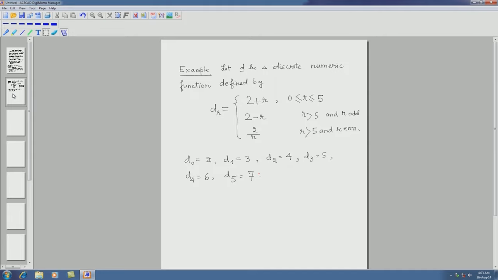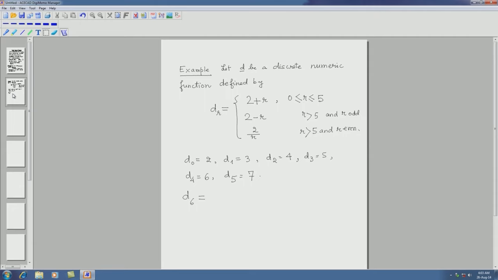When r is greater than 5 and r is even, so that is the case now, D6, 6 is even and greater than 5, then it is 2 by 6, so it is 1/3, and D7, this is 2 minus 7, so it is minus 5. D8, this is 2 by 8, so we will have 1 by 4, and D9, this is 2 minus 9, so it is equal to minus 7. In this way we can compute first few elements of the discrete numeric function that we have defined.